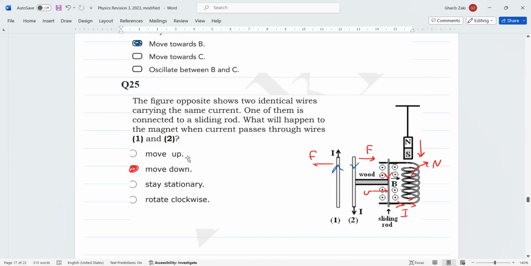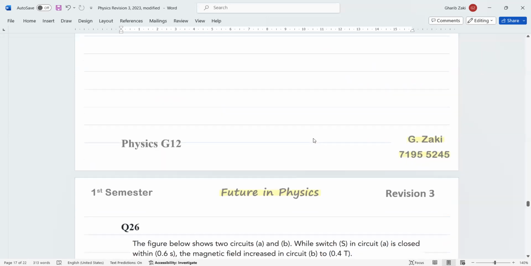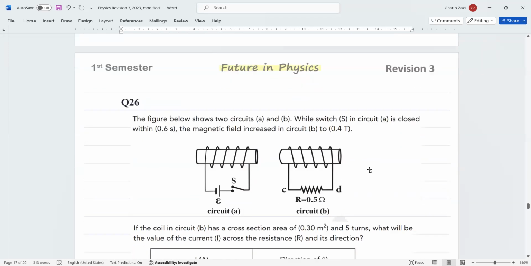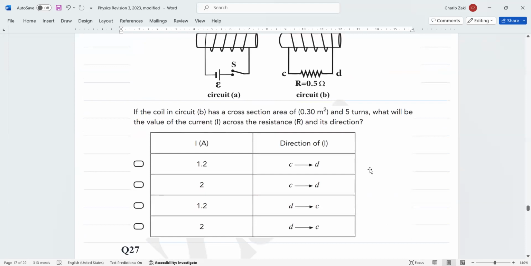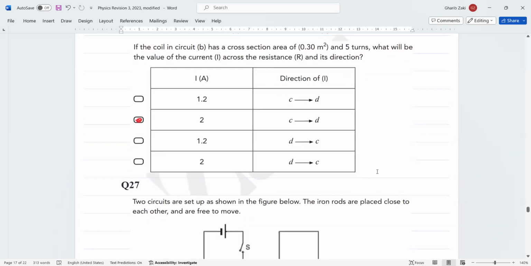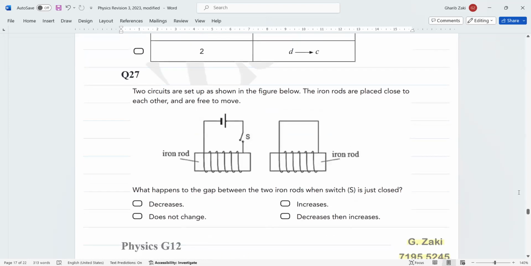Okay, and also the relation between the two wires. This question actually is a very nice question, and it's important. Okay, next question. This is an easy and direct question. I just give you the answer because we solved harder questions than it. Now, this one is also easy: increases.